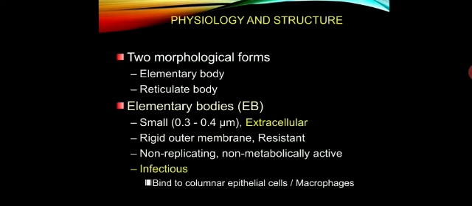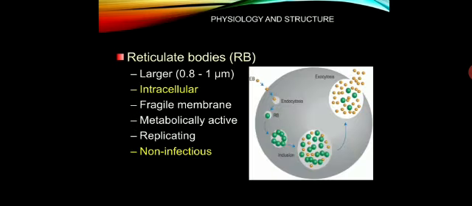They bind to columnar epithelial cells or macrophages. At that time, these elementary bodies are active. Otherwise, they are in a non-metabolically active, inactive stage outside the columnar epithelial cells or macrophages. And then the other one is the reticulate body, or RB, of larger size, measuring 0.8 to 1 μm. They are intracellular, with a fragile membrane. They are metabolically active and replicating, but non-infectious.